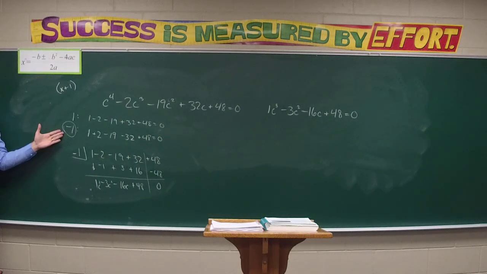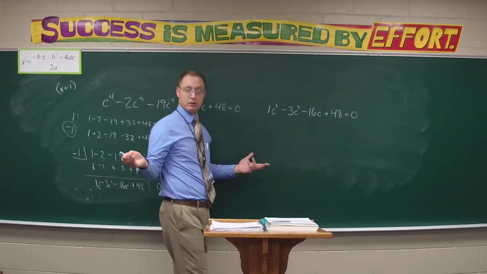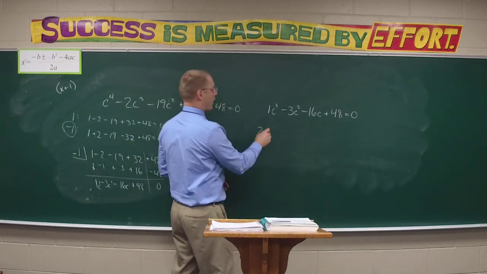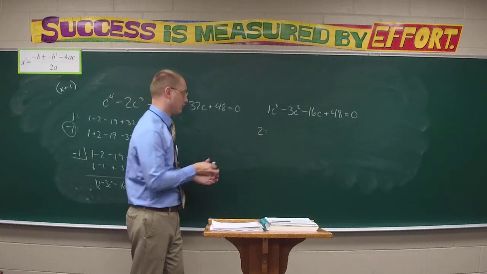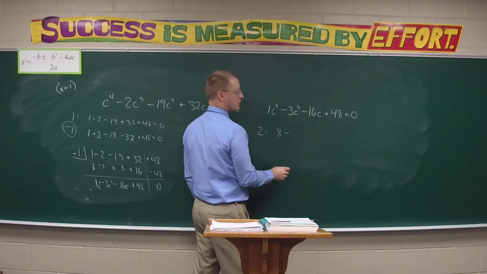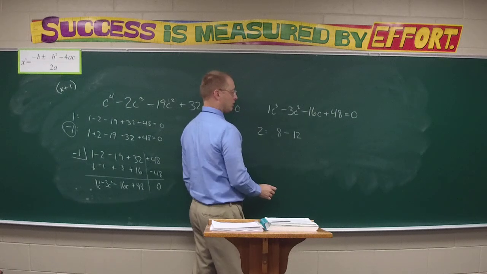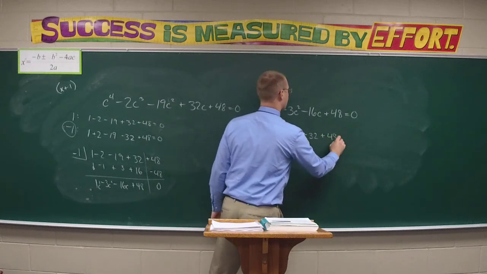Anyone want to try it a second time? Now we've moved on from that. We're ready for a change. All right, so let's try 2. All right, what do we write down for our 2? And let's go to Audrey. 8 minus 12 minus 32 plus 48 equals 0.